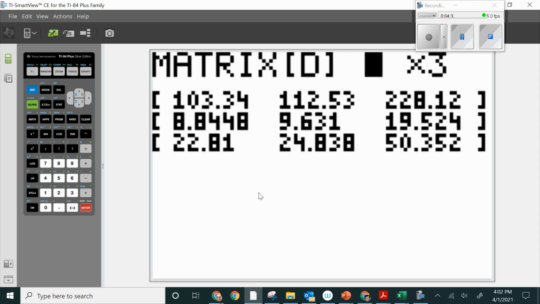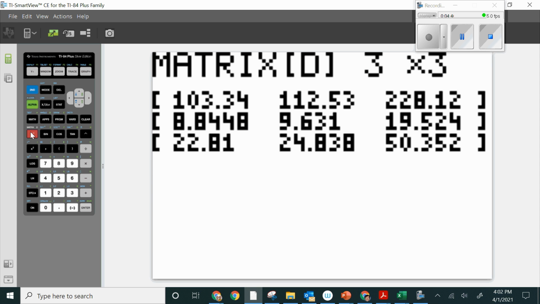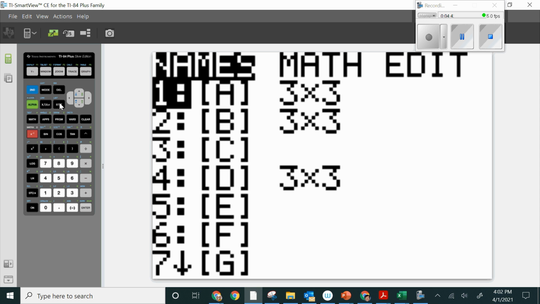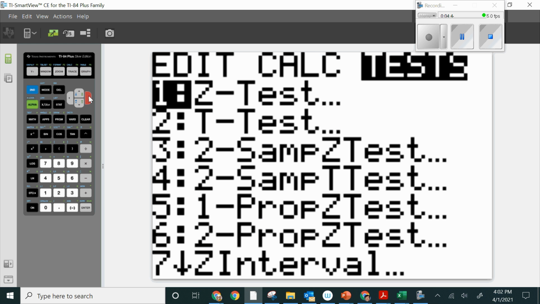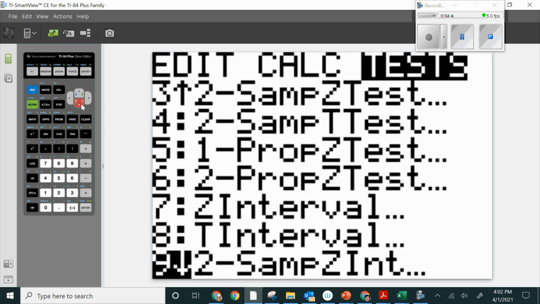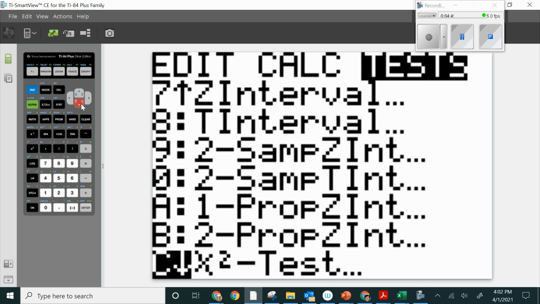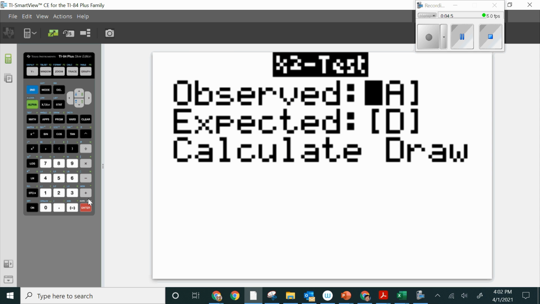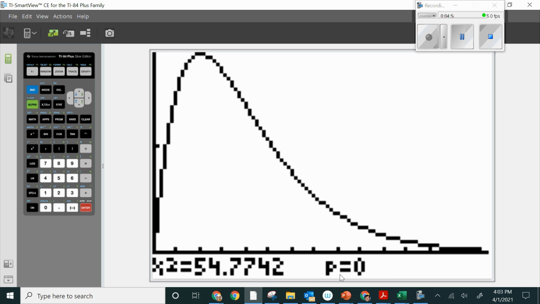All right, hopefully, and while I have you here, I might as well just show you what the draw looks like. Stat tests, down to chi-squared, hit enter, and then instead of calculate, go ahead and draw, and it will show you the shape of the curve, and you see P is basically 0 because 54 is way out here to the right. All right, hopefully you found this helpful.